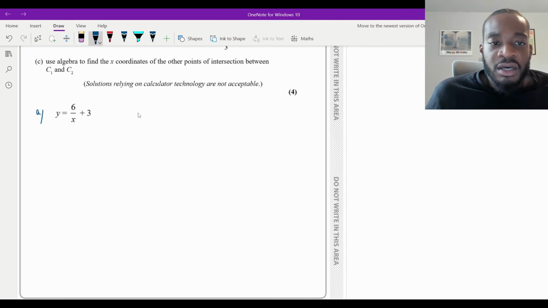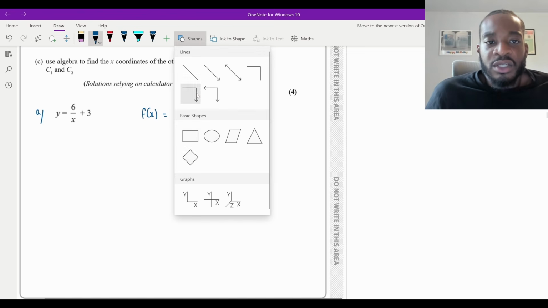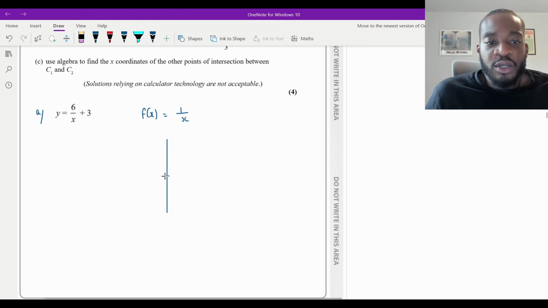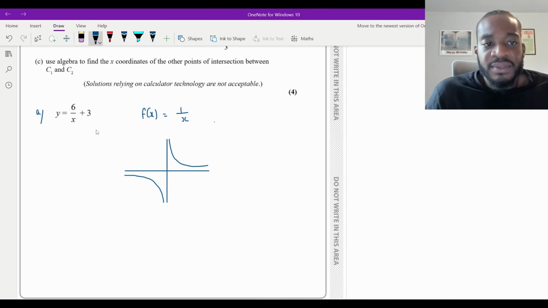So what you want to do is, first, I'm going to call this f of x. I'm going to firstly sketch 1 over x. What does that look like? Because once I know what that looks like, I can just use my transformation rules to get to the one that we need. So 1 over x, we know, is just like this. This is 1 over x. Now, what do I need to do? I need to get 6 over x plus 3.